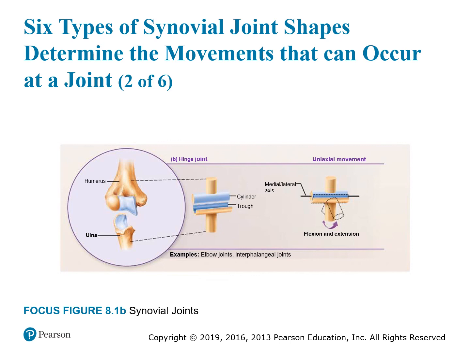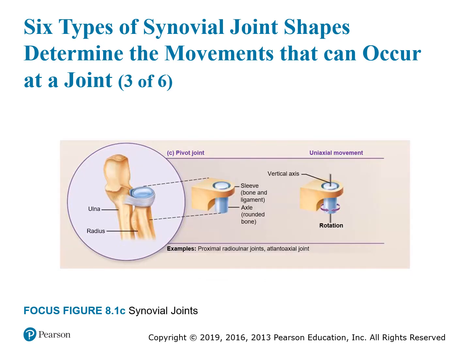The hinge joint, examples being the elbow joint and the interphalangeal joints, allow for uniaxial movement, flexion, and extension. The pivot joint, which is also uniaxial movement of rotation only, occurs between the ulna and the radius. We will also see this type of joint in the atlantoaxial joint between C1 and C2.